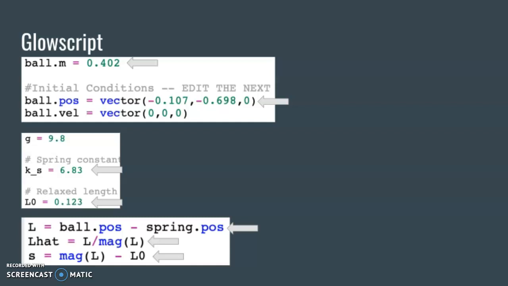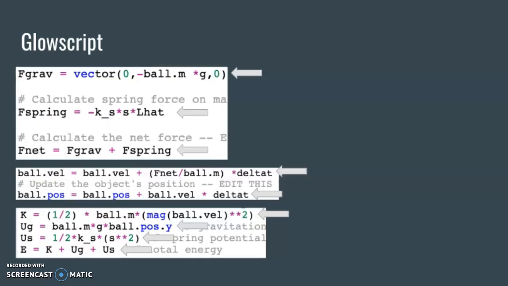Then I updated L to equal the ball position minus the spring position, L hat equals L divided by the magnitude of L, and S equals the magnitude of L minus L naught. Then I updated the equation for the force of gravity. In the y component, it equaled negative mass of the ball times gravity. I updated the force of the spring, which was negative Ks times S times L hat. And then I updated the overall net force, which is the force of gravity plus the force of the spring.